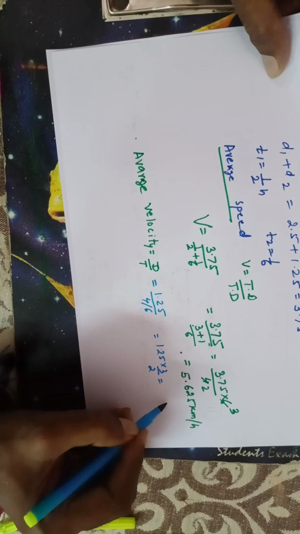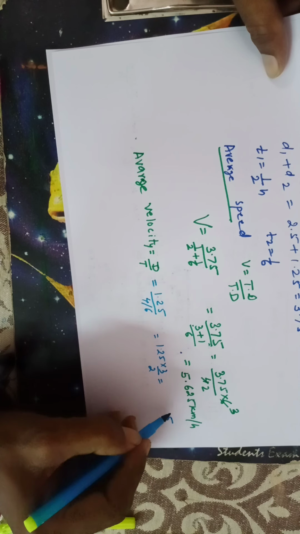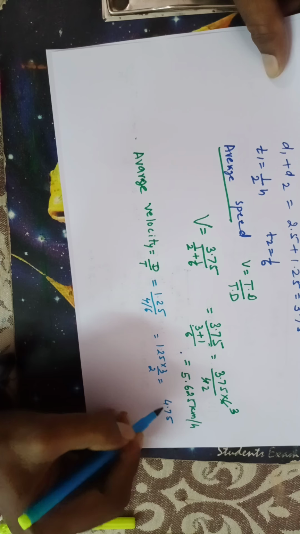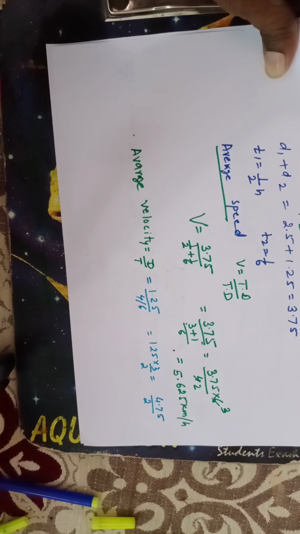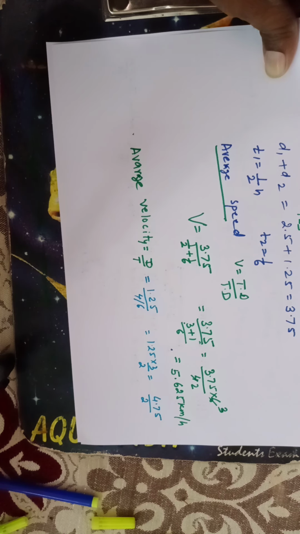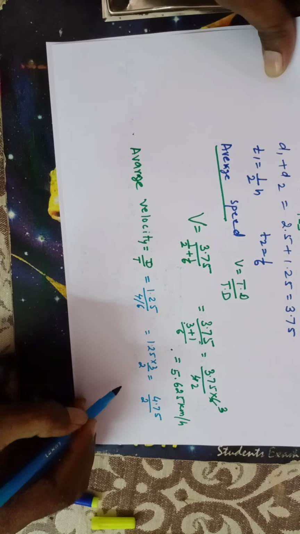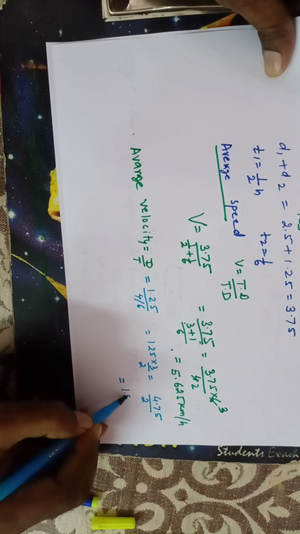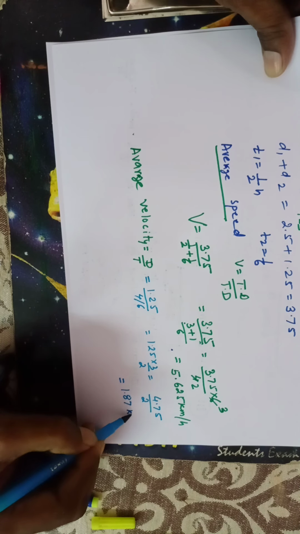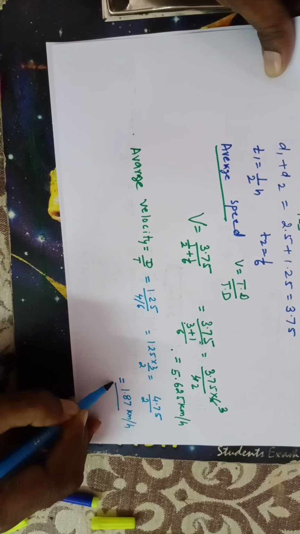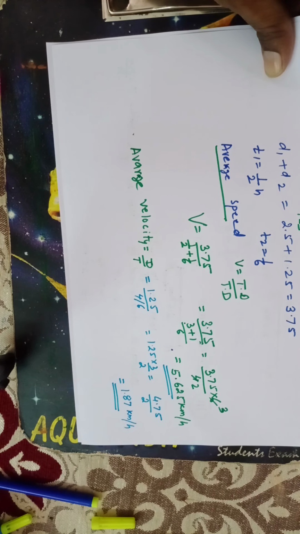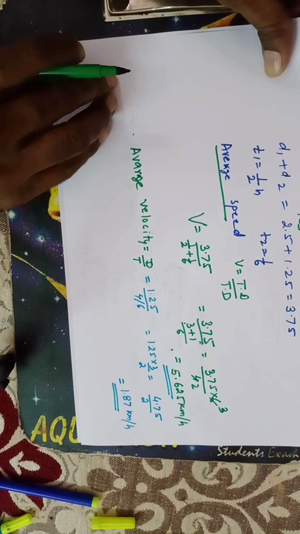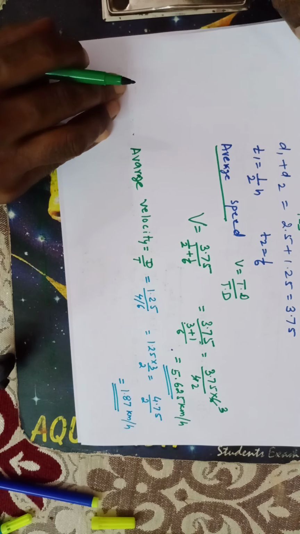So 5, 7 divided by 2. So we can calculate this. This will become 1.87 kilometer per hour. So this is average velocity, and average speed is this much. So like this we can calculate in the required question.